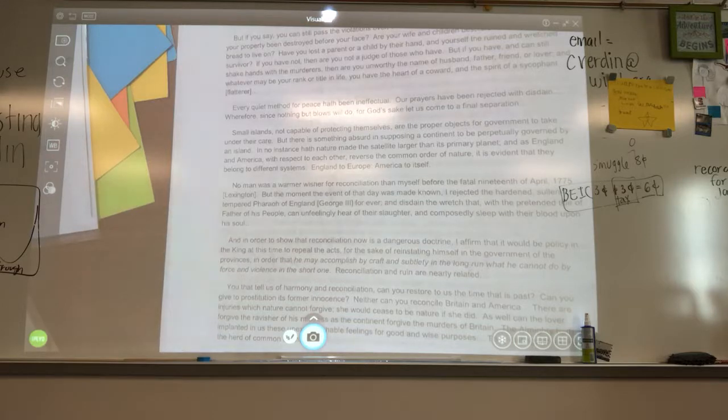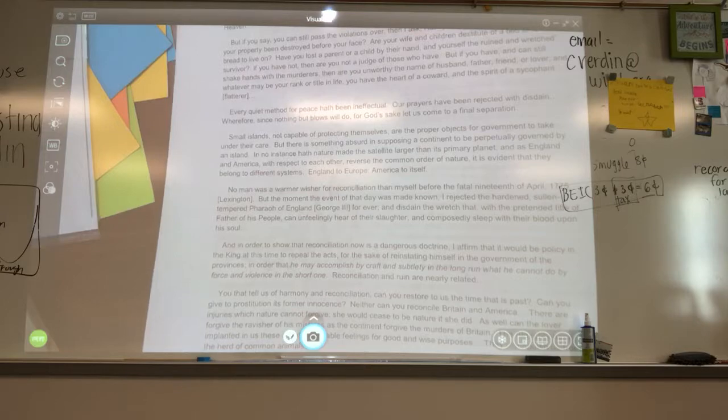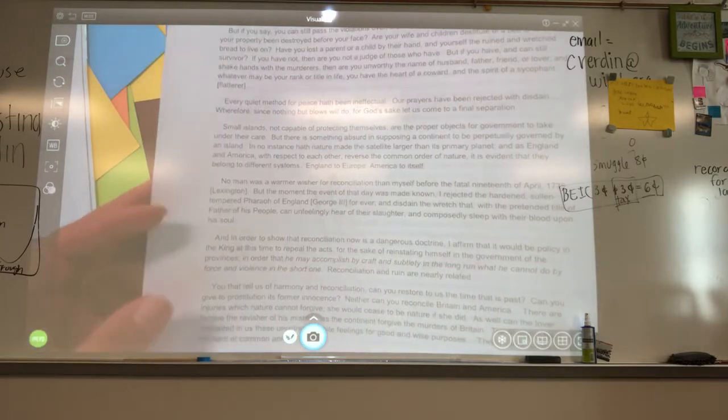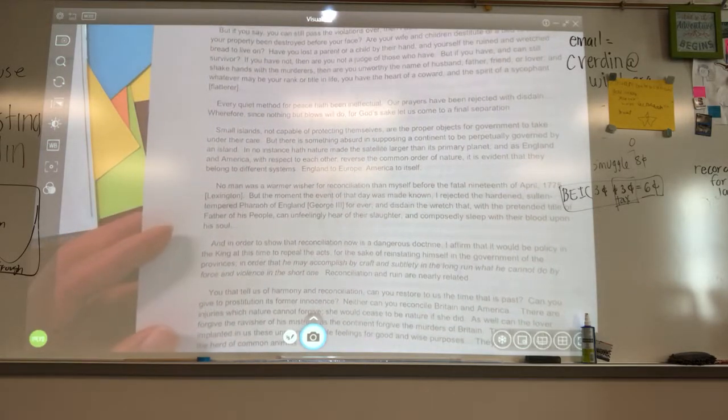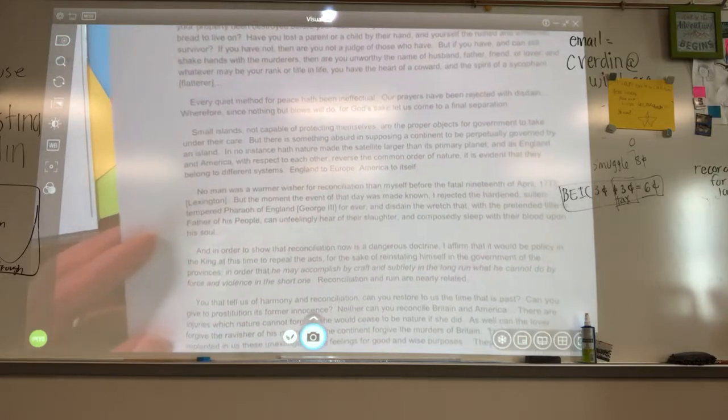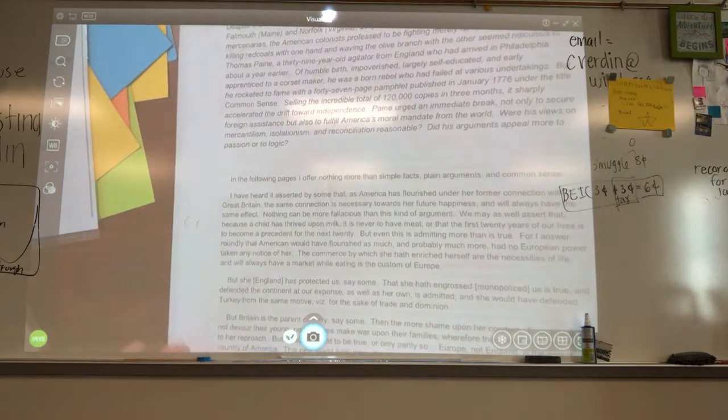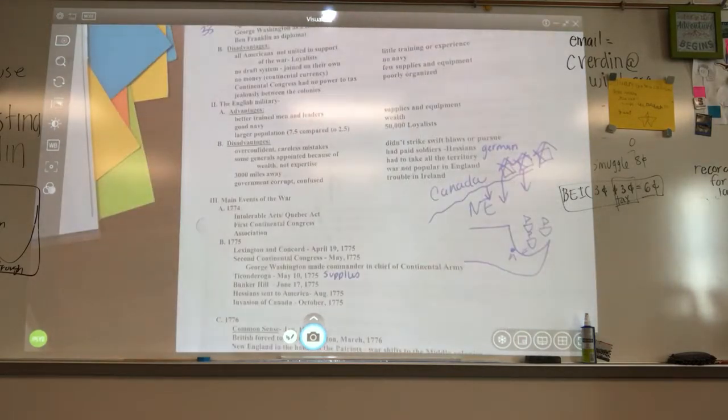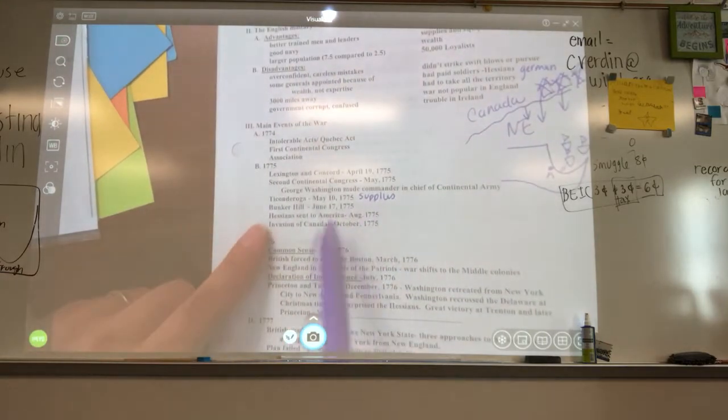Okay. Reasoning or inflammatory? Inflammatory. Now looking at this, is this going to encourage people to revolt? Yes. What groups of people are going to read this and be like, I wasn't thinking about it that way, but now you've got a point, Thomas Paine? Southerners, the loyalists, exactly. So that's Thomas Paine again. He wants to give us more wisdom.